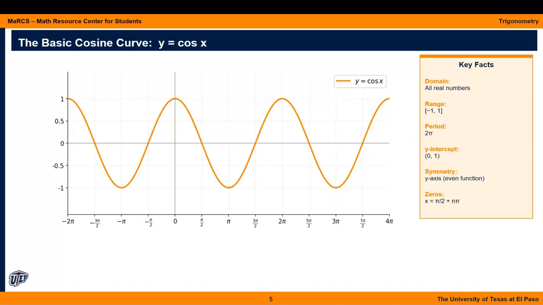Now let's look at cosine. The graph of y equals cosine x is very similar in shape to sine, but it starts at 1 instead of 0. It also has a domain of real numbers, a range of -1 to 1, and a period of 2π. Cosine has even symmetry, meaning it mirrors across the y-axis. Its zeros occur at π/2 plus nπ.